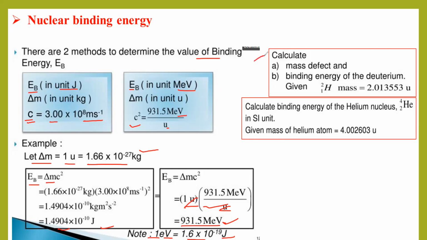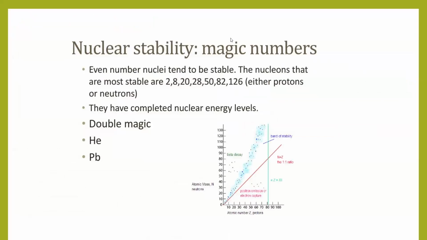So these are two questions. You have to solve them, and if you are able to solve them, it means you will be able to calculate the nuclear binding energy. In this way we can calculate the nuclear binding energy. Now nuclear stability, that is given by magic numbers. What are the magic numbers? So nuclear stability means what?